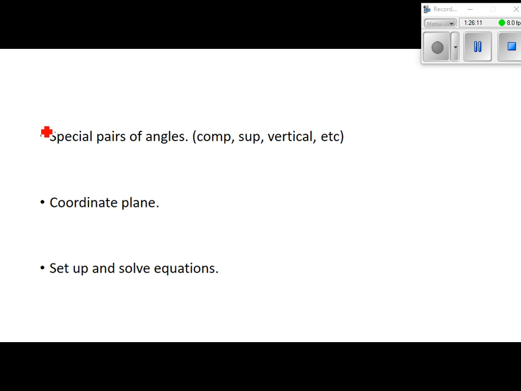Last thing, special pairs of angles. What's complementary mean? 90 degrees. What's supplementary mean? 180. What do you know about vertical angles? They're congruent. Coordinate plane, we just got done talking about that. Anytime you see a coordinate plane, what are you going to think of? Distance or midpoint formula.